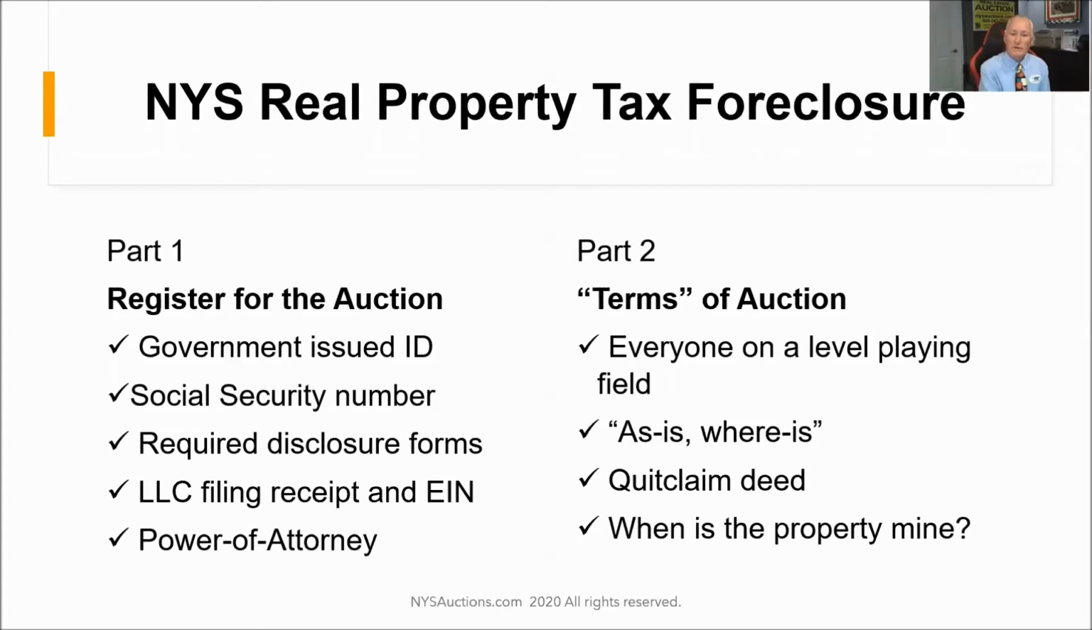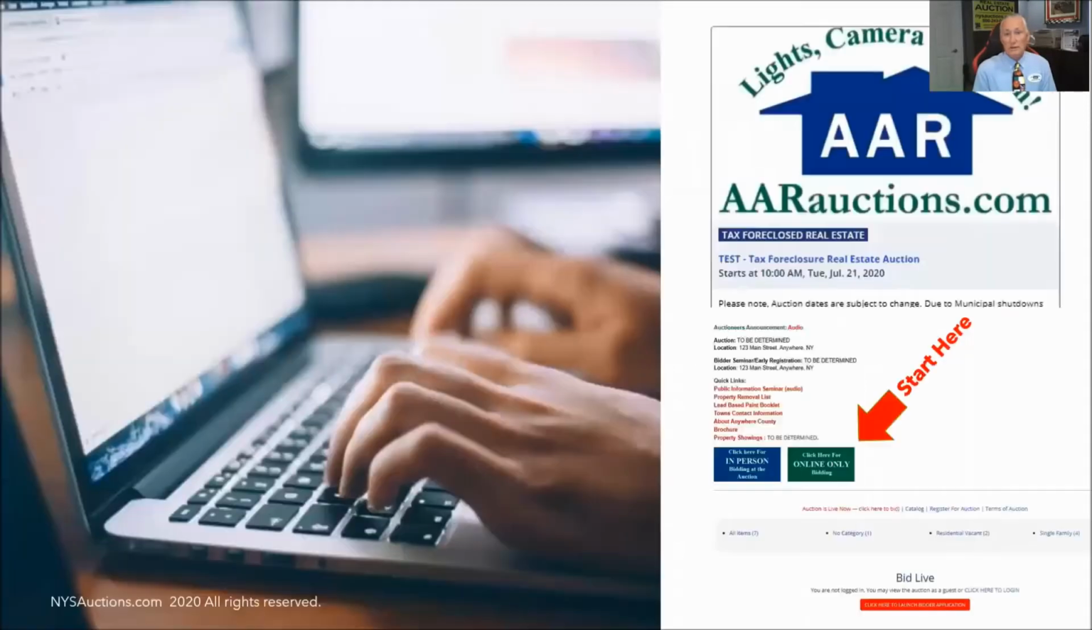The second part tonight is terms of auction, and we want to talk about these rules that the counties have created so that everyone is on a level playing field. These are as is, where is sales. You'll get the property transferred to you at closing on a quitclaim deed. And when is the property actually yours? We're going to cover that. Of course, we have that sample auction for you, and we'll let you watch that video later on. First of all, let's get you registered for the auction.